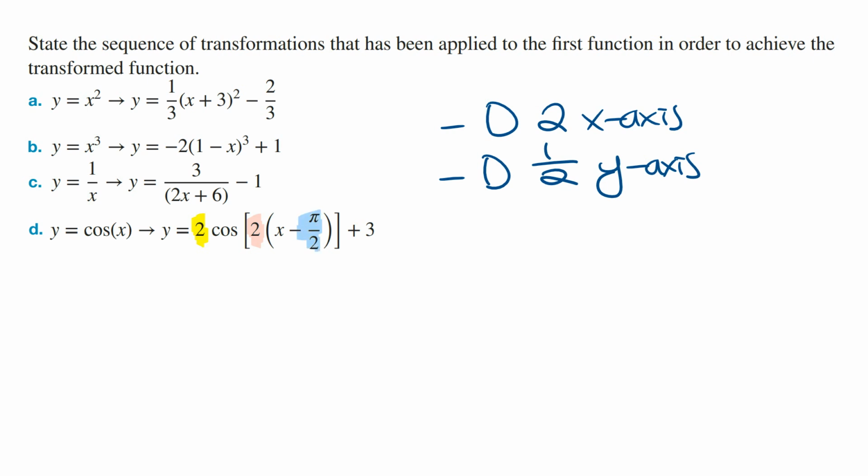The -2 is inside the brackets with the x, and so this is going to translate the original function pi on 2 units to the right. And then finally the +3, which is outside the function, and so we're going to translate 3 units up. And so for part D, we had 4 sequences of transformations that we would need to state.